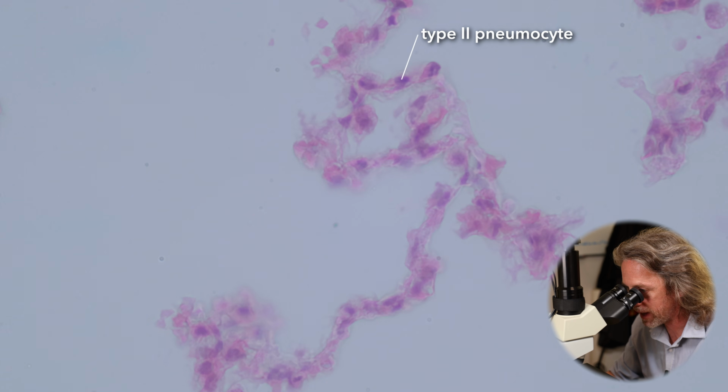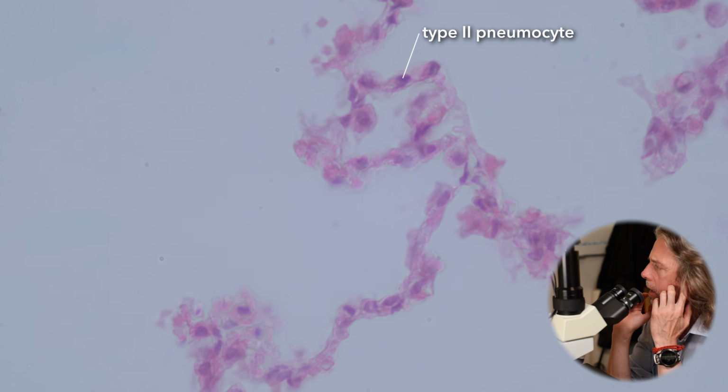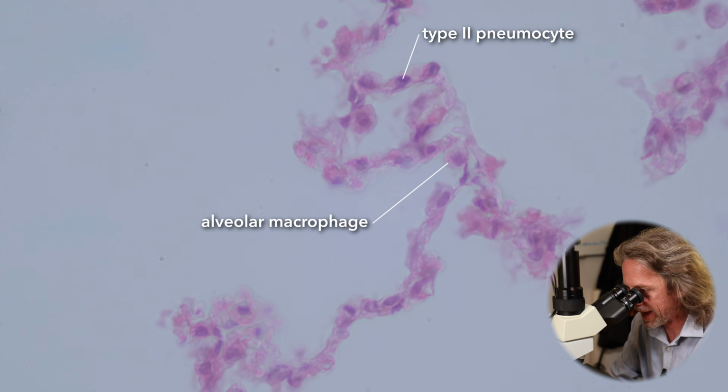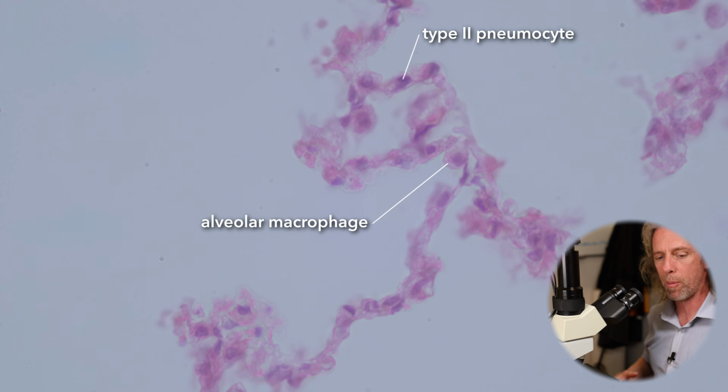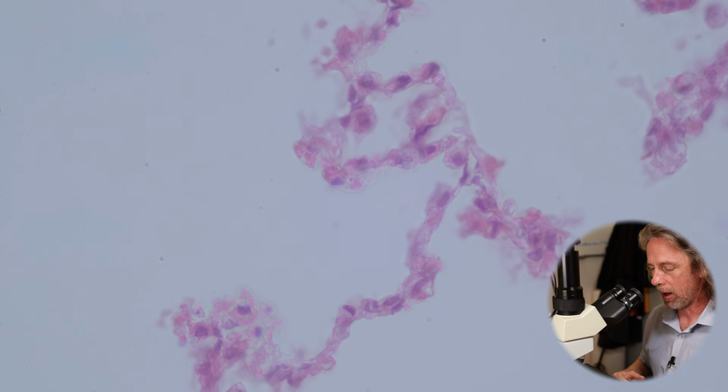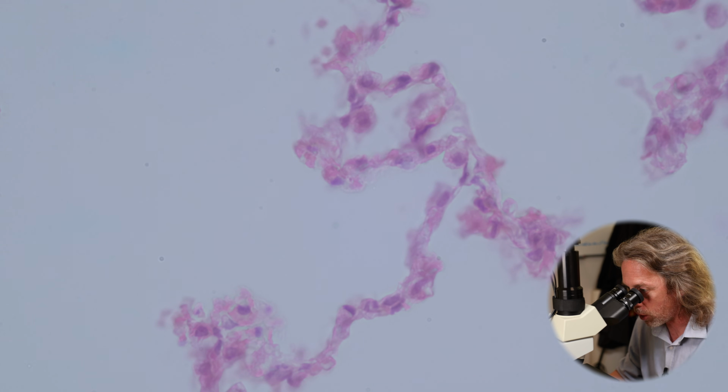that cell up there. So type 2 pneumocytes are larger cells, rounder cells. I think they're spherical, and type 2 pneumocytes are producing a pulmonary surfactant. So you may know about surfactant. Surfactant is a bit like a detergent. It lowers the surface tension of the water.